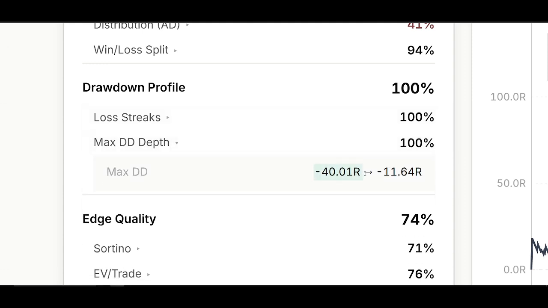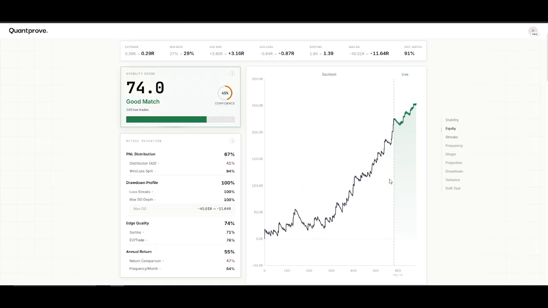Now the max depth. The max depth is the maximum drawdown. For example, if in the backtesting you had minus 40R in a super bear market with Bitcoin longs only, it's normal that you have a minus 40R. And now in your live execution, you have only a minus 11 as the max drawdown that you once had. That's perfect because you're having 4 times less max drawdown.